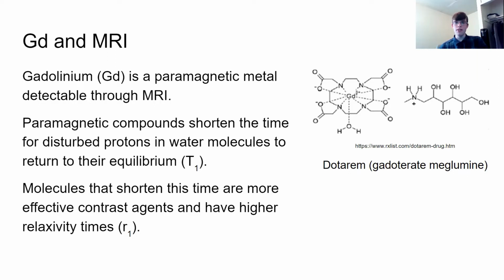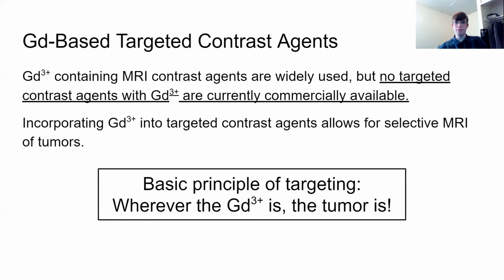On the right is a diagram showing the structure of Dotarem. This is a commercially available gadolinium-based contrast agent. However, it is not targeted. If we can incorporate gadolinium into targeted contrast agents, we can selectively image prostate cancer tumors through MRI. The basic principle of this targeting is that wherever the gadolinium will be, the tumor will be too.